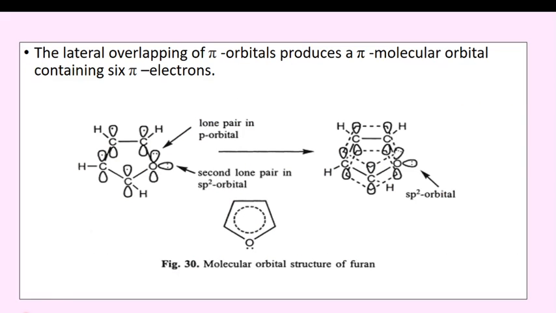The lateral overlapping of pi orbitals produces a pi molecular orbital containing 6 pi electrons. So this one is the molecular orbital structure of furan. This one is the lone pair in the p orbital and this one is the second lone pair in the sp2 orbital. So while writing the molecular orbital structure of furan, keep this point in mind.